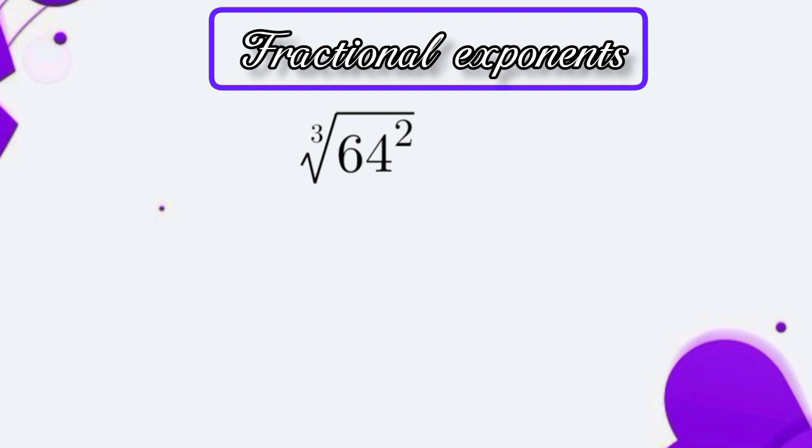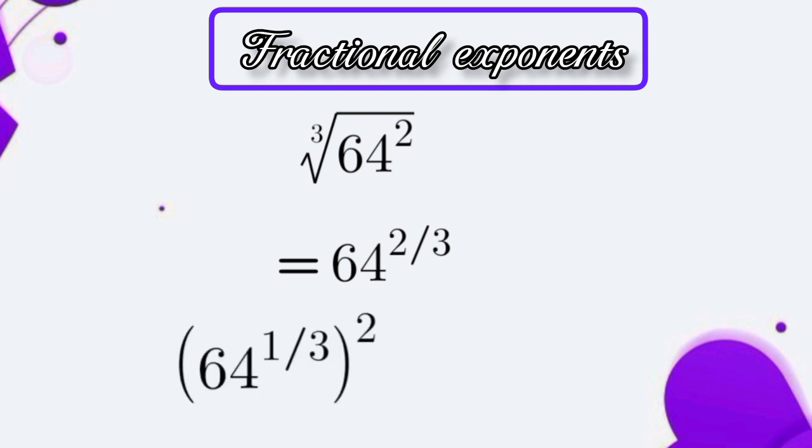So when we rewrite it, know that 3 is the index number. So 3 is going to be the denominator in the fraction. And then the exponent 2 is going to be the numerator. So we have 64 to the power 2 over 3. And just as we have done before, we are going to split the fractions. So we have 64 to the power 1 over 3, all raised to the second power.